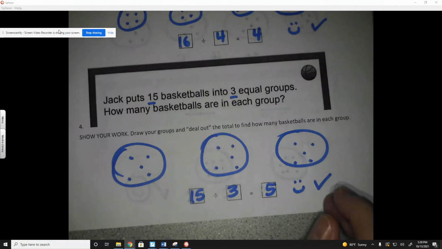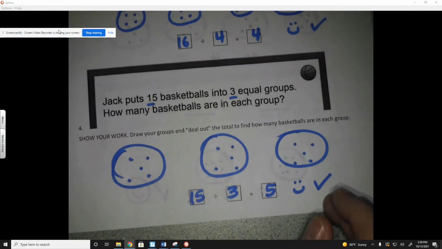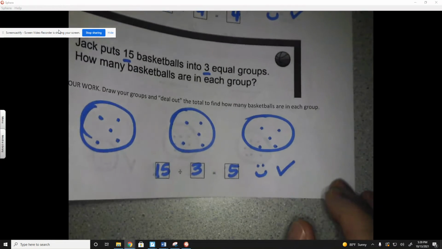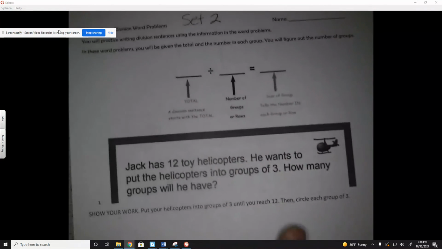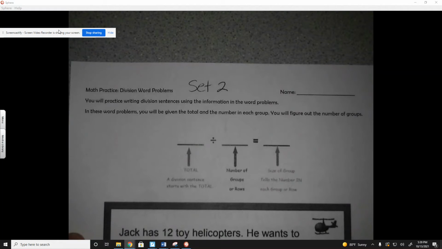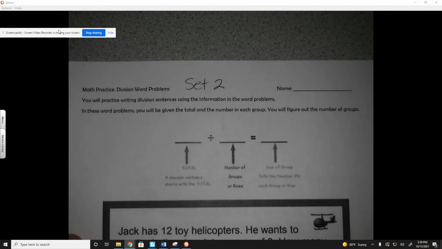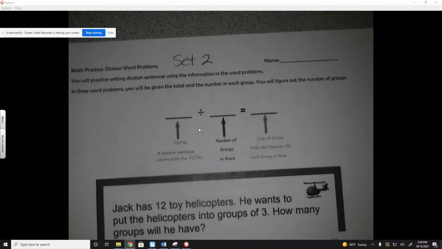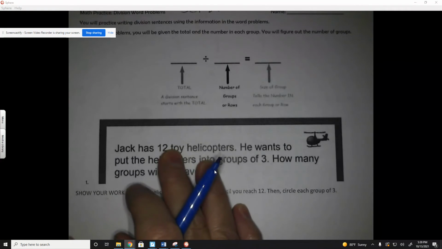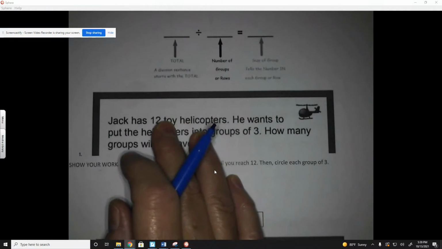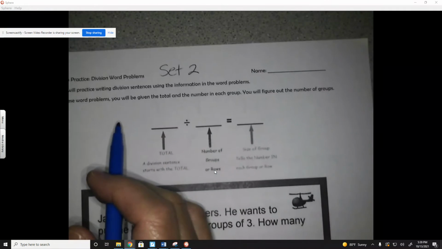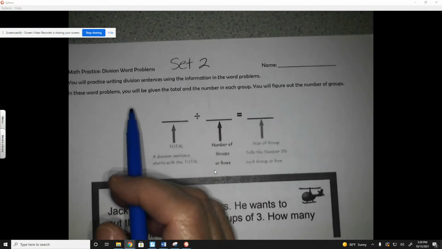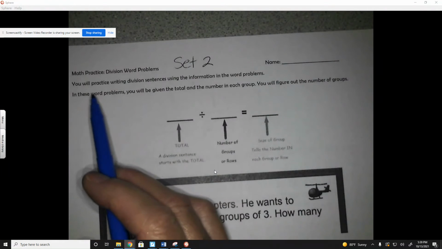Okay, now you can put this paper off to the side. When we're finished with the other sheet, you're going to put both of these in math practice. So substitute, if you will, pause the video and pass out this set 2, page 2 of division word problems. We're going to go through like we did on that first page and do the first one together, and then you will do 2, 3, and 4 by yourself. This should not take very long at all because we have some other things that need to get done in the class period today.